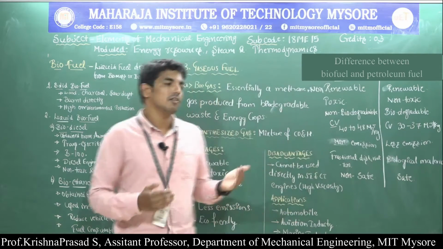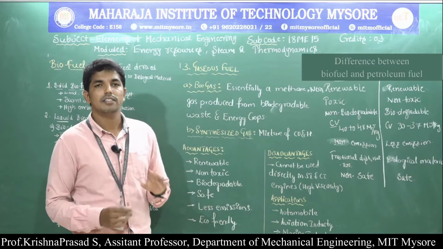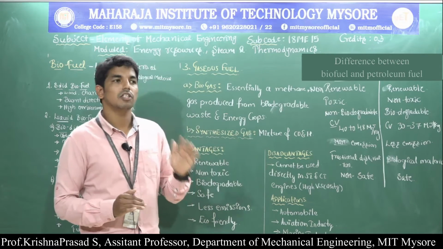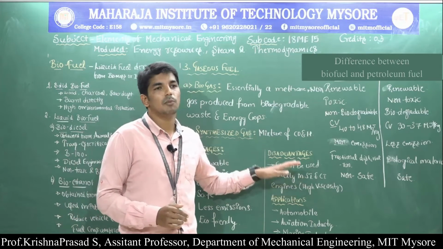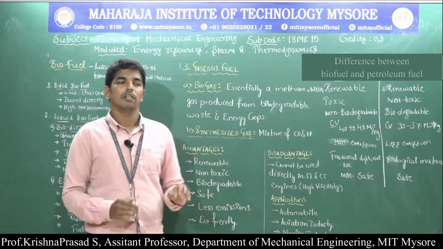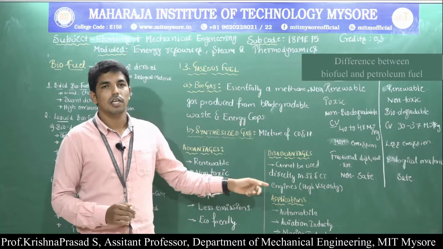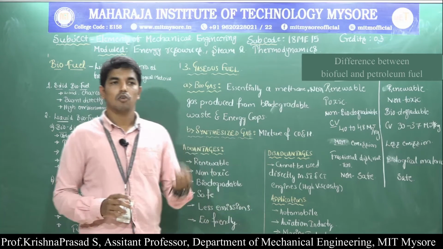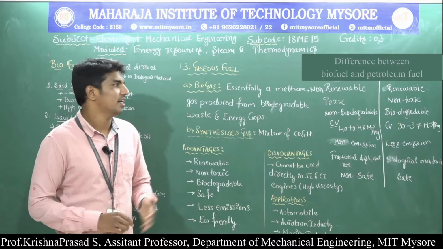So next, very important one: what are the disadvantages of biofuels? The main disadvantage is that biofuels cannot be directly used in petrol and diesel engines without blending, because the viscosity of biofuels is very high. If the viscosity is very high, the lubrication is improper. So that's why biofuels are always blended with diesel and petrol before being used in automobile applications. Other applications of biofuels are that they are already used in the automobile industry, aviation industries and the marine industry.